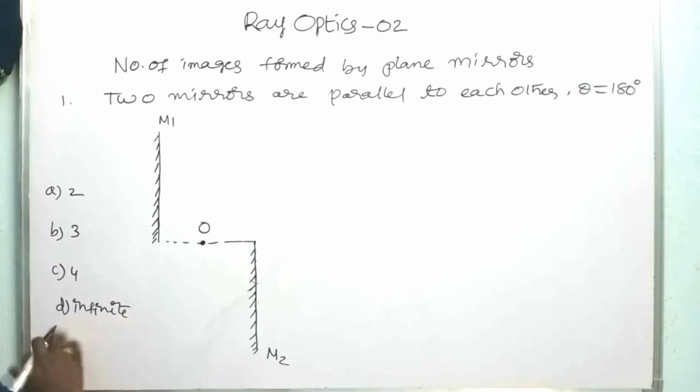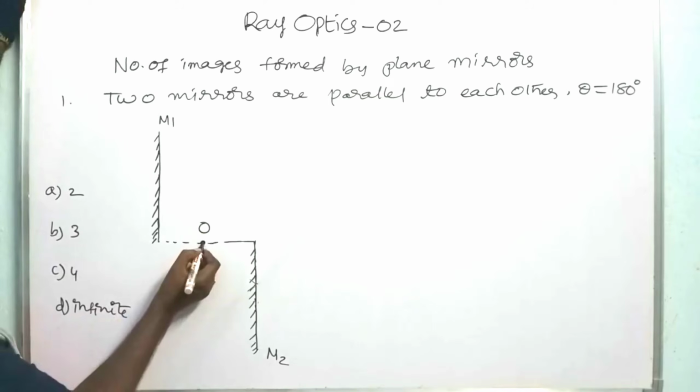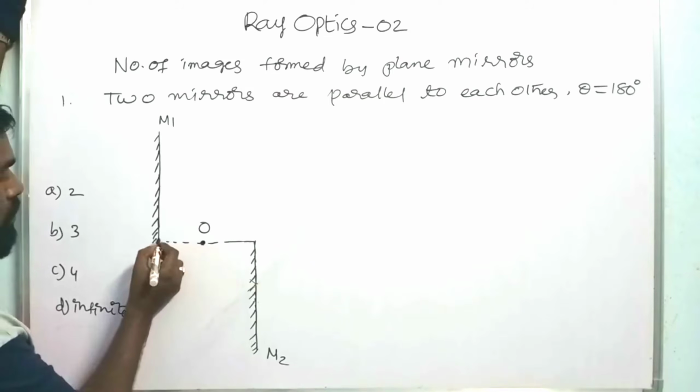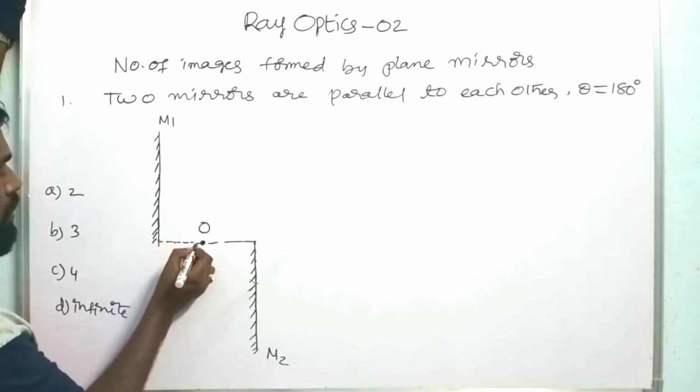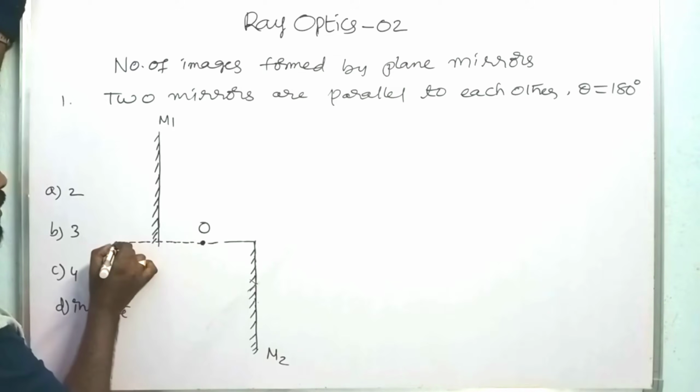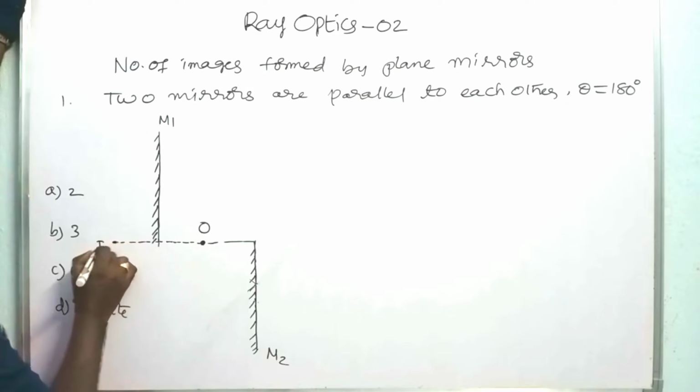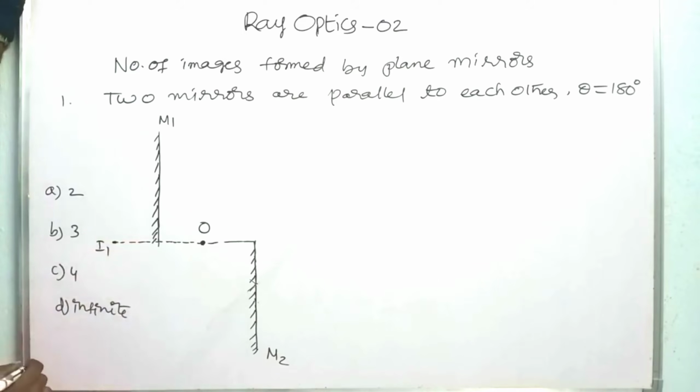So how many images will be formed? Here this is an object. How much distance from the M1 mirror, that much of distance there should be an image formed. That was image 1.